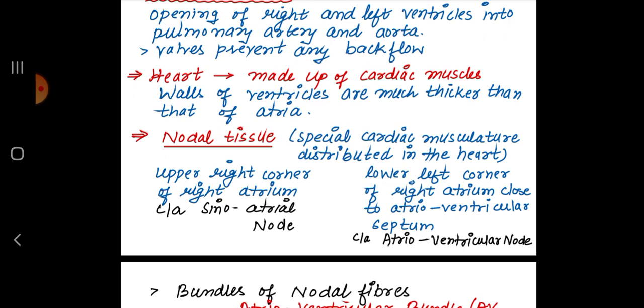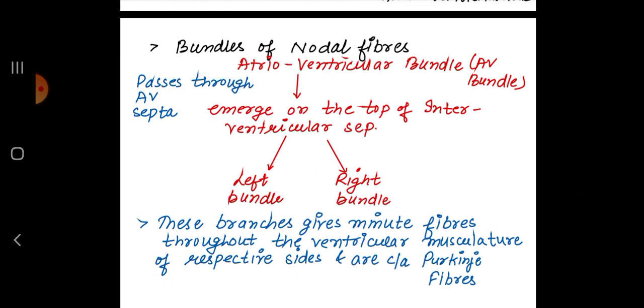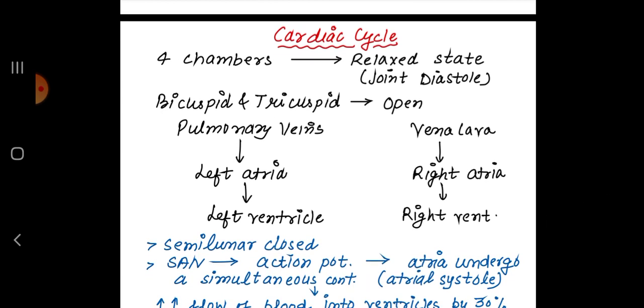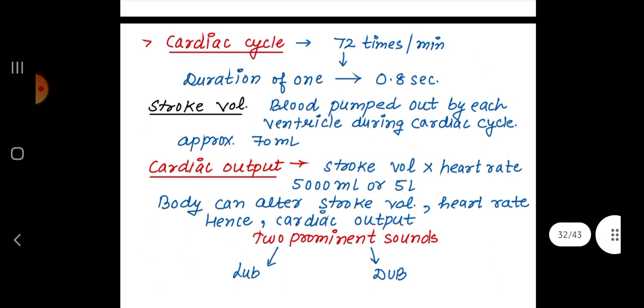Nodal tissues are special cardiac musculature distributed in the heart, with bundles of nodal fibers; the atrioventricular bundle emerges on the top of the interventricular septum. Then the cardiac cycle: in the relaxed state of all four chambers, the bicuspid and tricuspid valves open, blood flows from the pulmonary vein to the left atrium, then the ventricle, and from the vena cava to the right atrium, then the right ventricle. The heart beats 72 times per minute, and the duration of one cardiac cycle is 0.8 seconds.